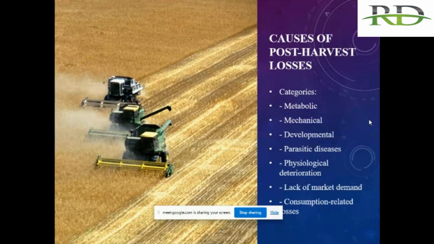Now we come to this slide, and now we come to the causes of post-harvest losses. The causes of post-harvest losses are metabolic, mechanical, developmental, parasitic disease, physiological deterioration, lack of market demand, and consumption-related losses. Metabolic is like this: if things are not under control, there is a sudden rise of temperature, a sudden drop in the relative humidity, which develops different tastes in the fruits.